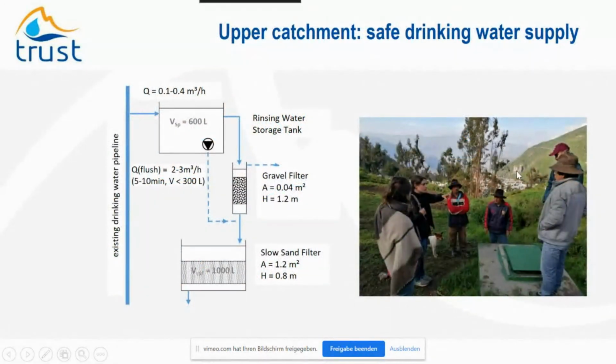In the village of San Andrés de Tupicocha, in the upper part of the catchment, safe drinking water supply is an imminent problem. With the design of a pilot plant, we aimed to examine whether fine sediments which contaminate drinking water in the rainy season can be separated.